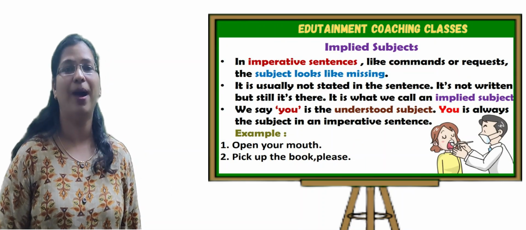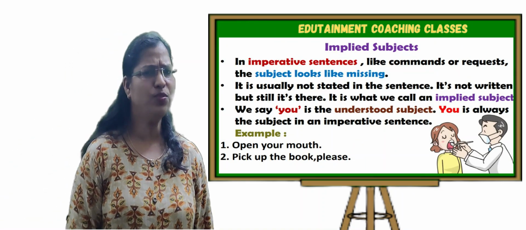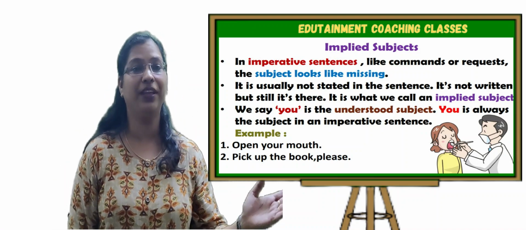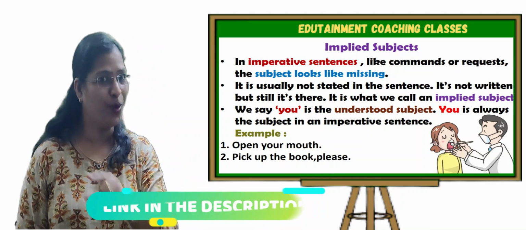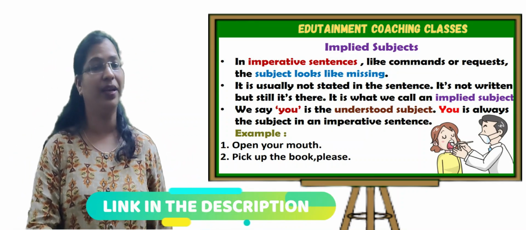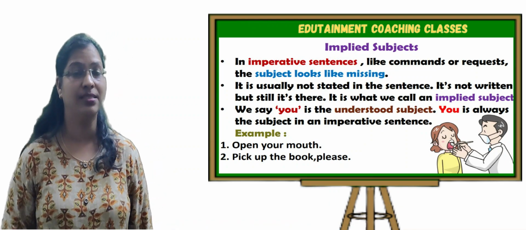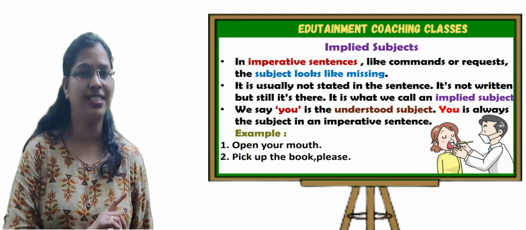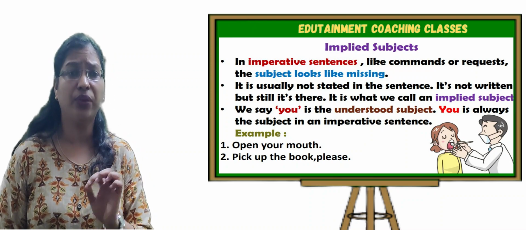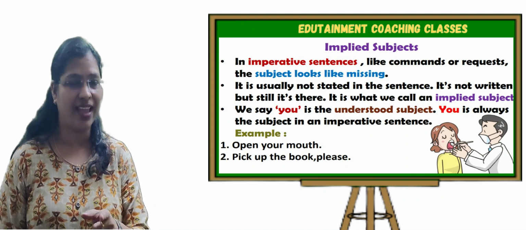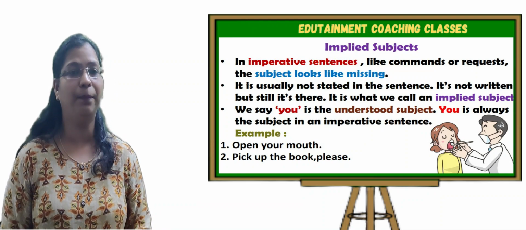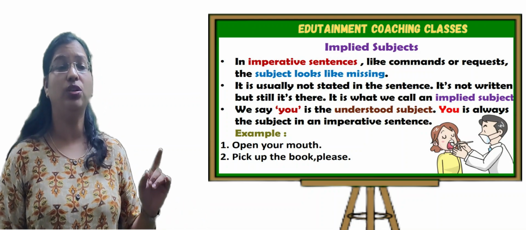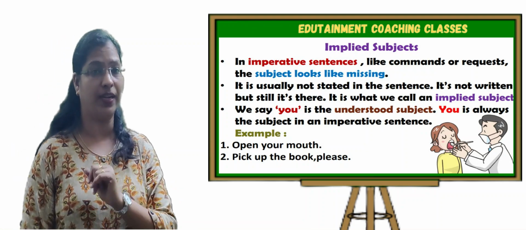Now let us learn about implied subjects. I'm sure you all recall we have learnt about imperative sentences in the previous video. If not, do watch that. Okay? So in imperative sentences like commands or requests, the subject looks like missing. It is usually not stated in the sentence. It's not written, but still it's there. It is what we call an implied subject. Here, you is the understood subject. You is always the subject in an imperative sentence.